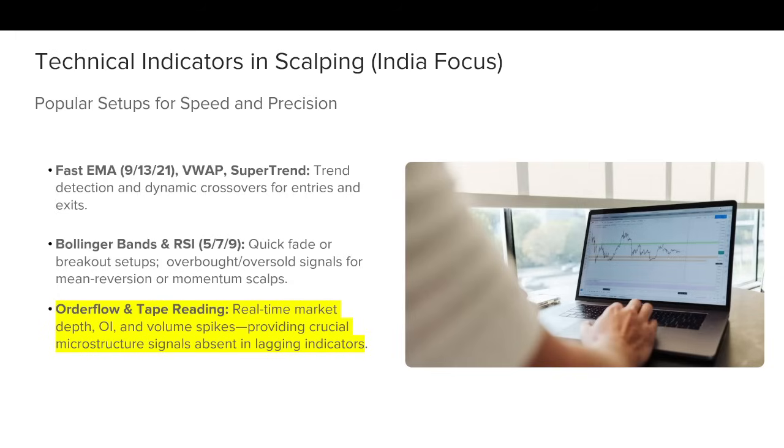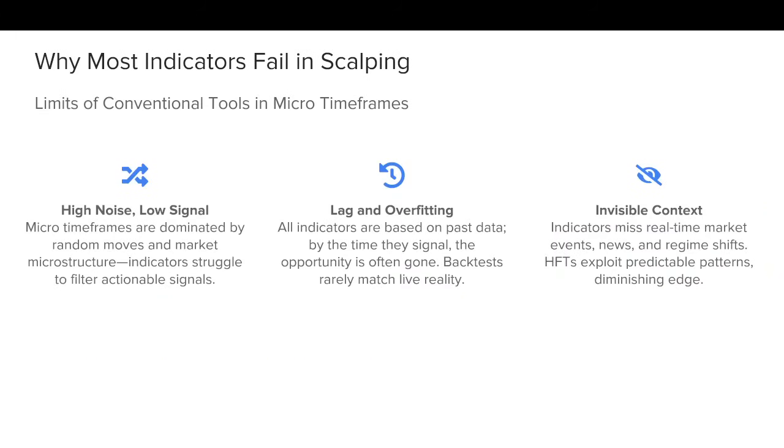The third one is order flow and tape reading: real-time market depth, OI, volume spikes, providing crucial microstructure signals absent in lagging indicators. Now I have marked this in yellow because this is what we are going to use, not the first two. Why not the first two?